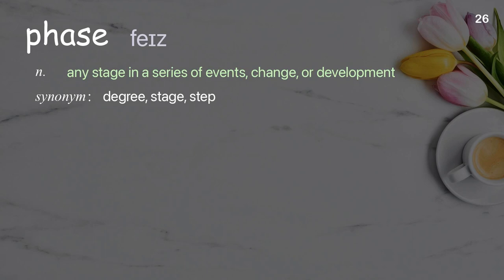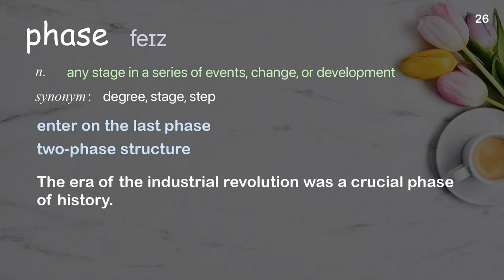Phase. Any stage in a series of events, change, or development. Examples: enter on the last phase, two-phase structure. The era of the Industrial Revolution was a crucial phase of history.